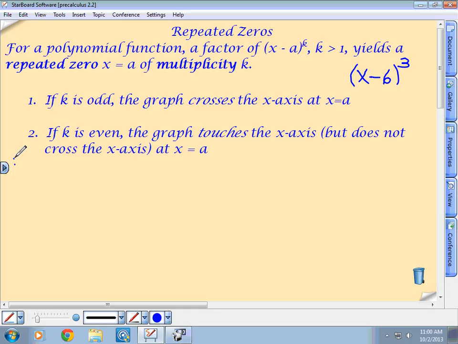So all you're concerned with here is this exponent. And that tells you whether you're crossing your x-axis or whether you're landing on your x-axis.